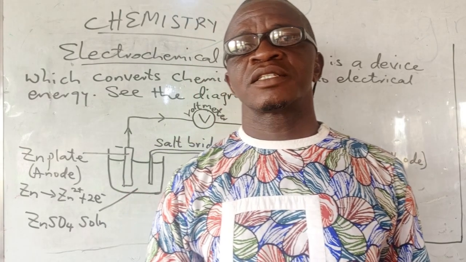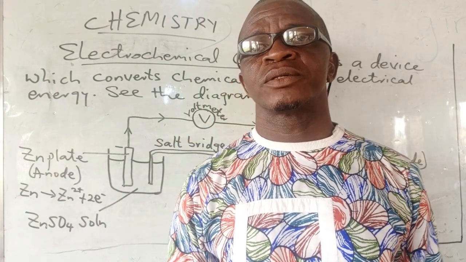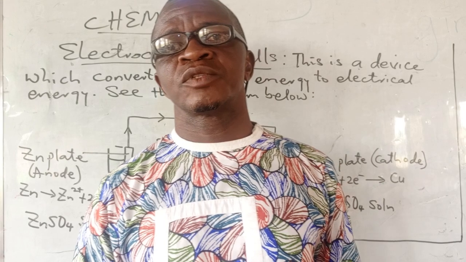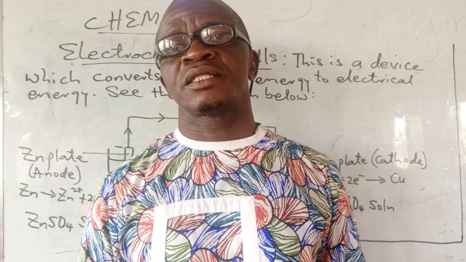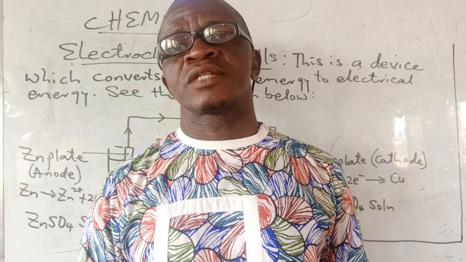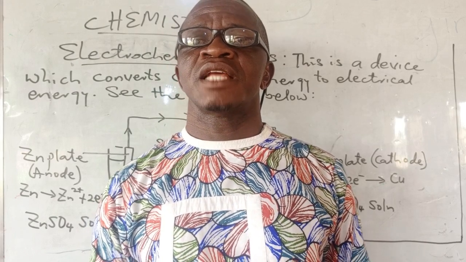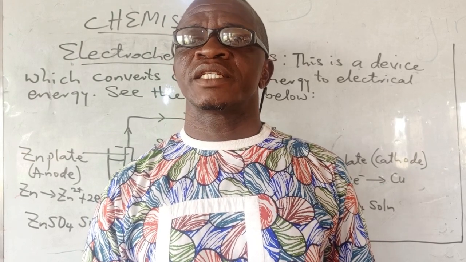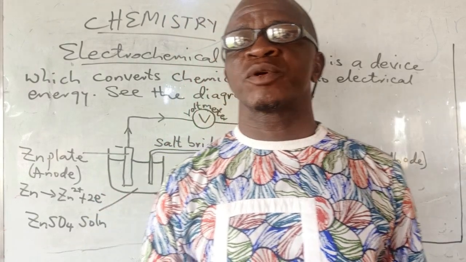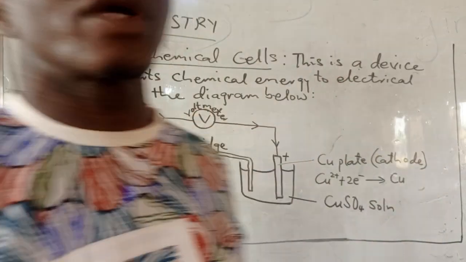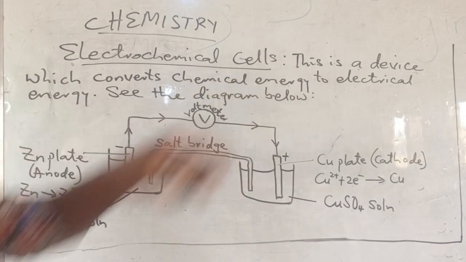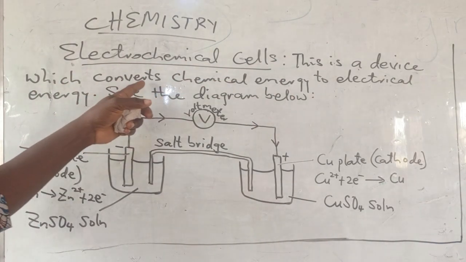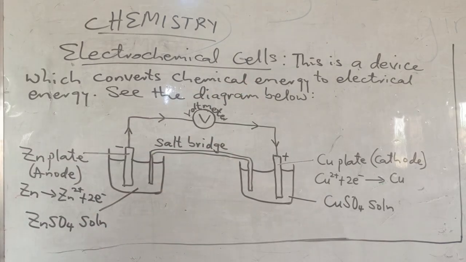In today's class, we are going to talk about electrochemical cell. Remember, we are done with electrolytic cell, that part that dealt with electrolysis. Now we are into electrochemical cell. Now, what is electrochemical cell? It is a device which converts chemical energy to electrical energy.